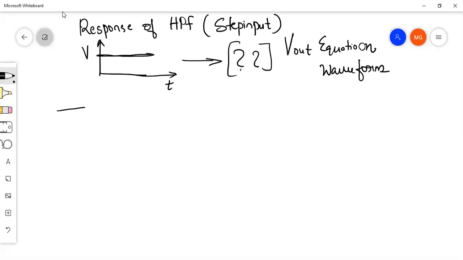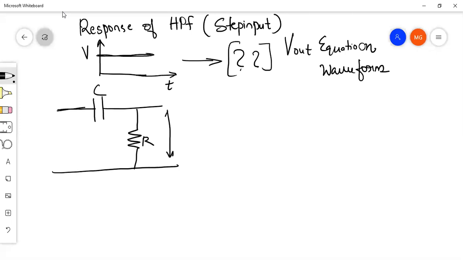Circuit we already know. For a high pass filter, capacitor, then resistor, R, this is C, output voltage V out, input, but input here it is a step input, current capital I. So here I'm starting the derivation part. In this derivation part, we'll start with the input voltage.